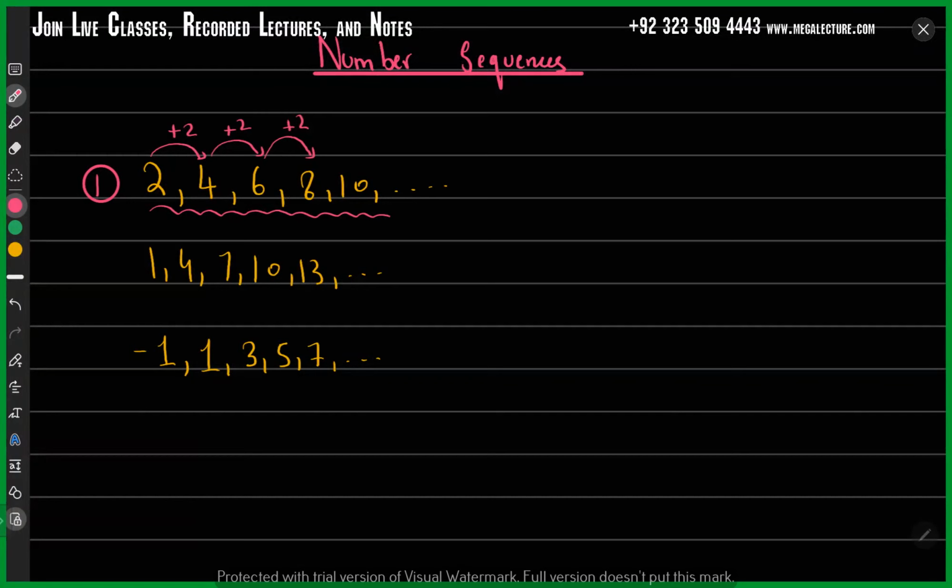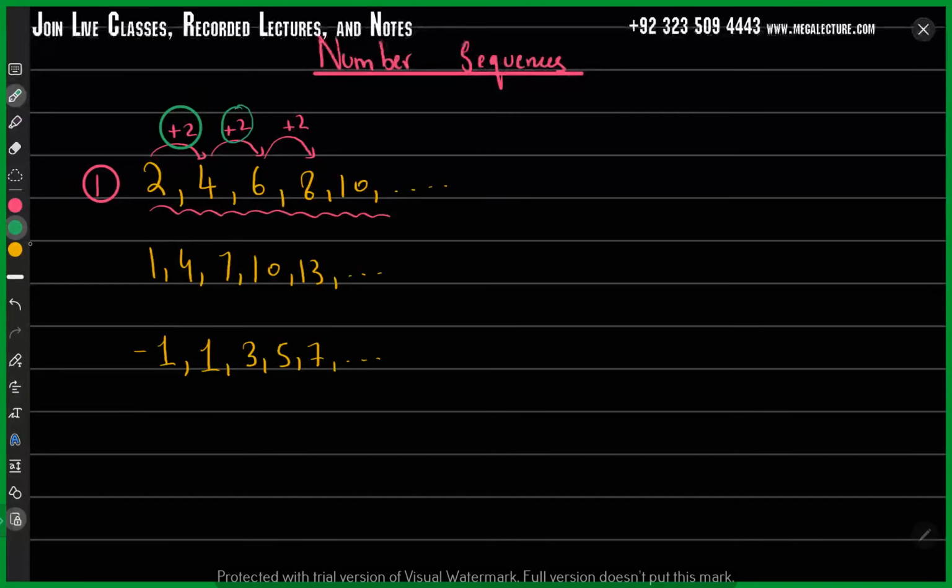So it means that in a sequence, we have some numbers written with commas, and these numbers are following some specific pattern. It's not like I have 2, 4, then I have 1000, then I have 1. No, the numbers are following some specific order, and in this case, I was adding 2 to the previous term to get the next term. So this is basically a sequence.